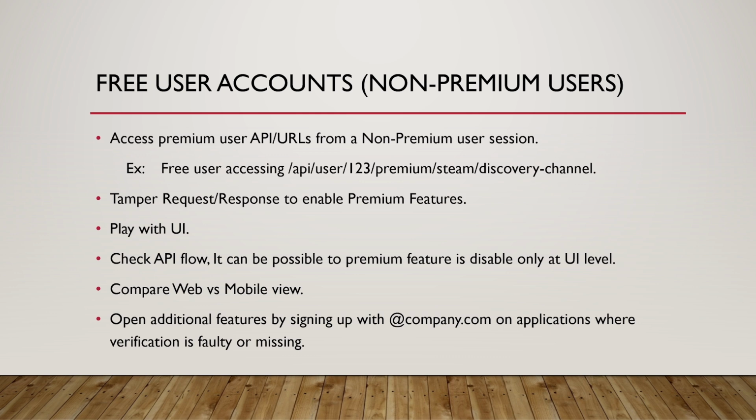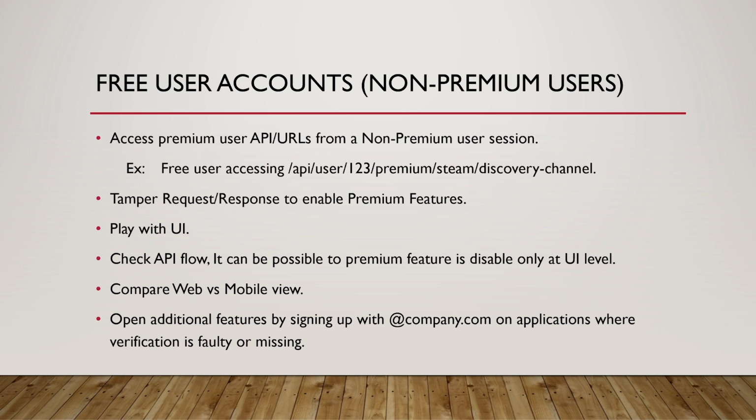Play with the UI. Okay, you can see if there is some premium feature which is disabled. You can play with the UI elements and just manipulate something in the UI element. For example, if there is a disabled attribute added on some button, you can remove it and see if you can click that button, to enable the premium feature.